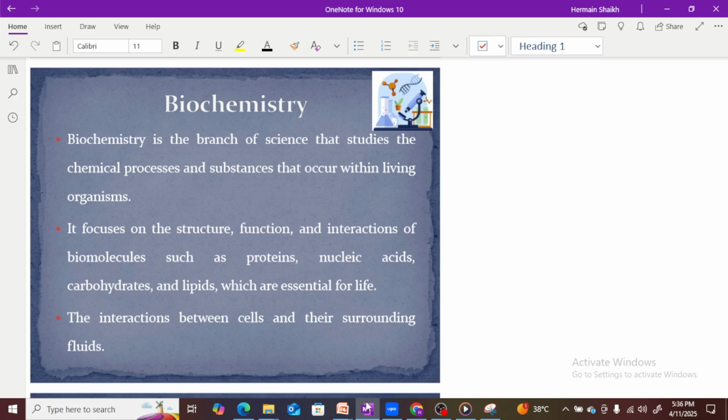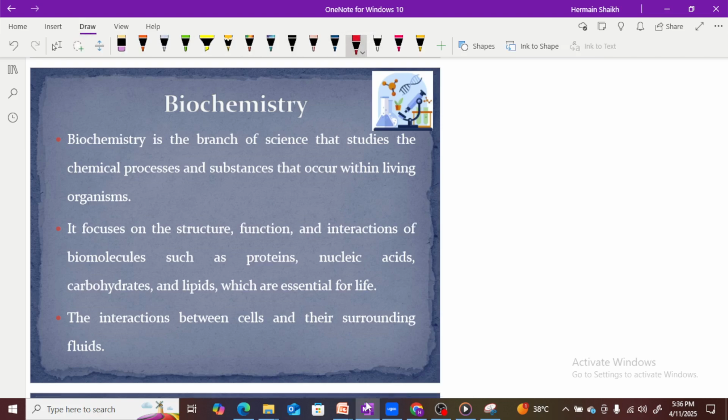So now let's see what biochemistry is. Biochemistry is basically the branch of science that studies the chemical processes and substances that occur within the living organism. It focuses on the structure, the function, as well as the interaction of biomolecules, such as proteins, nucleic acids, the DNAs and RNAs, carbohydrates and lipids, which are essential for life. The interaction between the cells and their surrounding fluids also belongs to biochemistry.